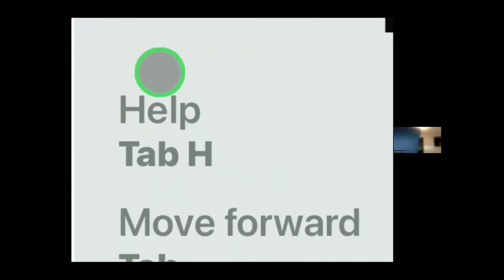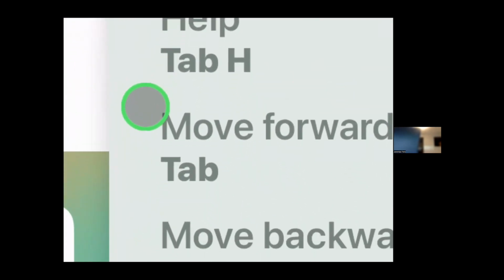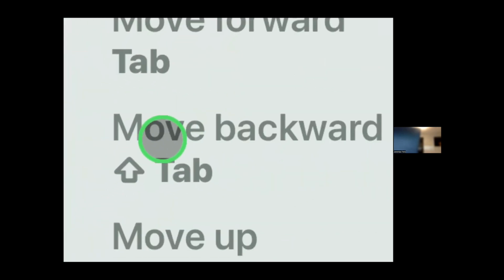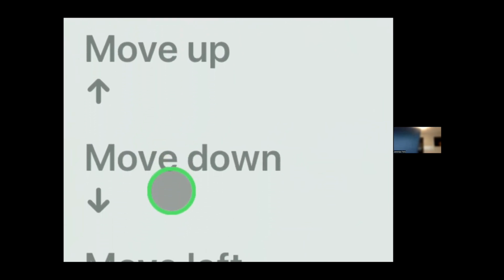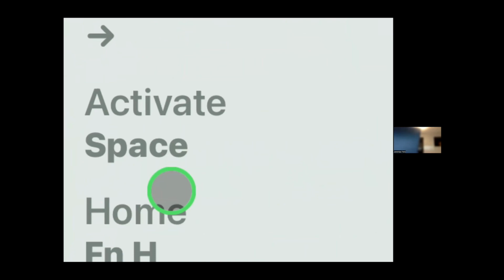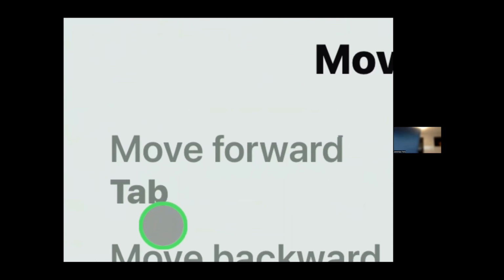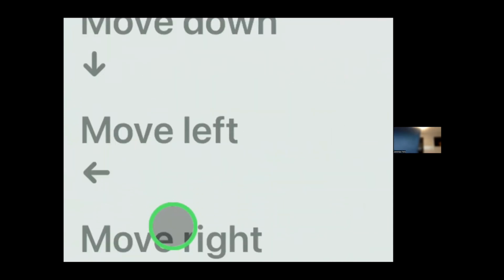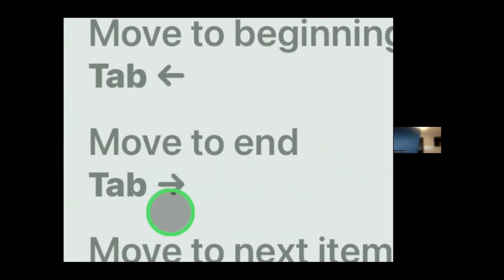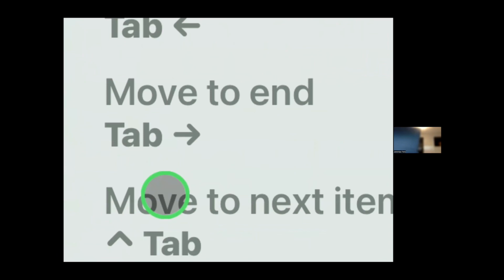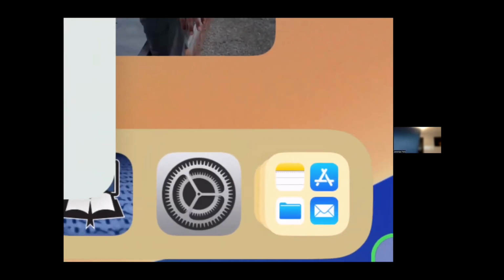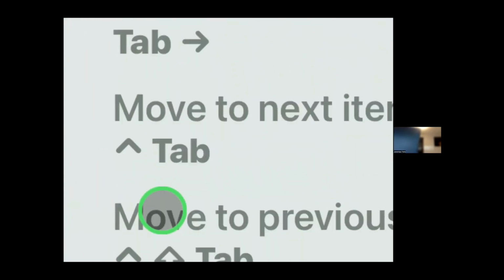So again, tab H opens and closes help. Move forward, tab; move backward, shift tab; move up, arrow; down, arrow, etc. Activate, spacebar; function H is for home. Okay, movement, this is pretty self-explanatory, so I'm not going to cover that. And then move to the end is tab right arrow. That is kind of helpful. So if I wanted to move to the end of this, I'll do that, tab right arrow. Actually, it didn't move me. It moved me on the page, but not on this list. All right, so it does work.